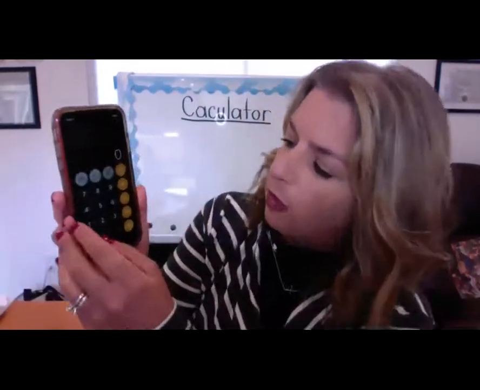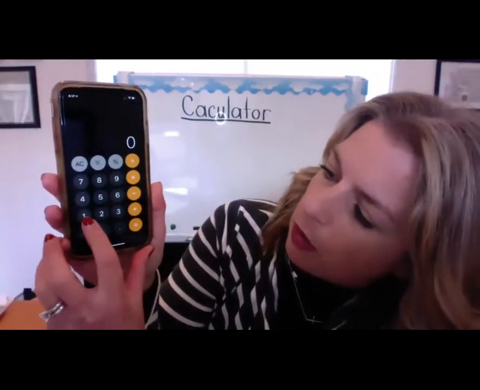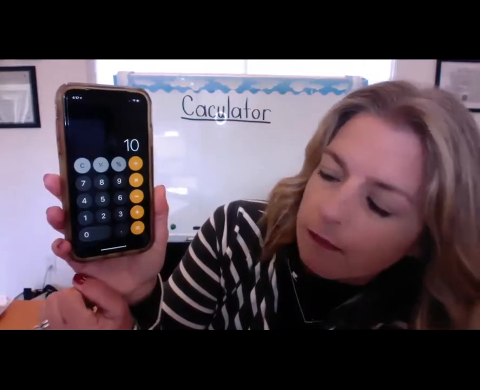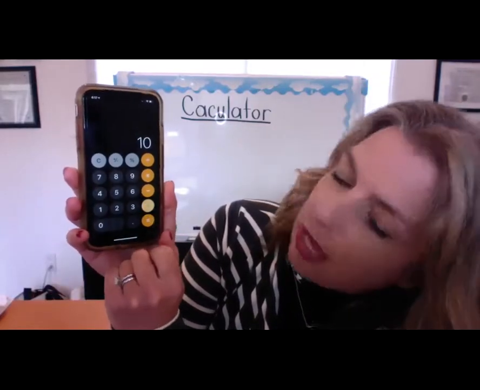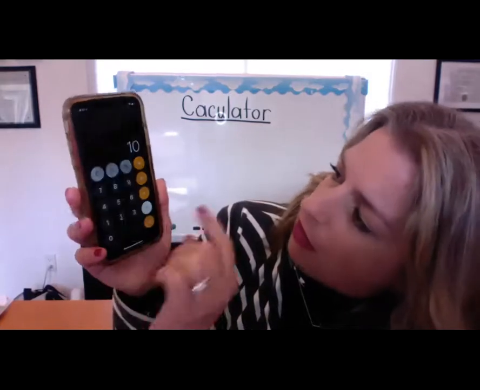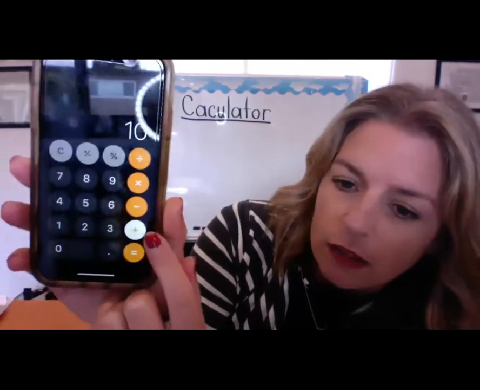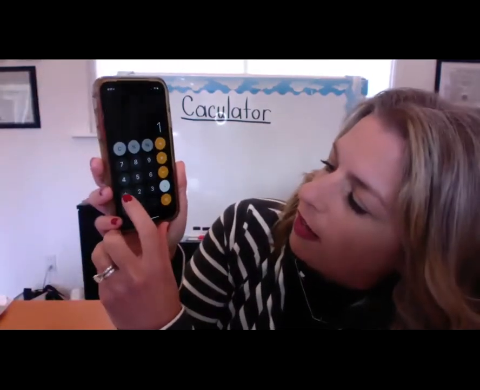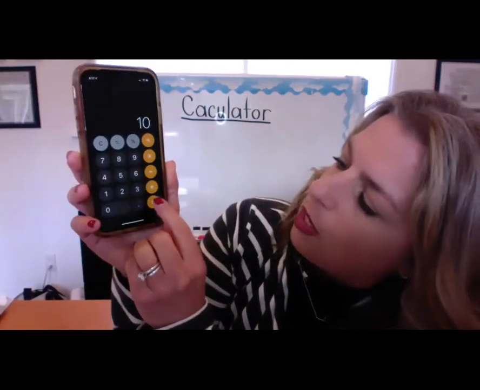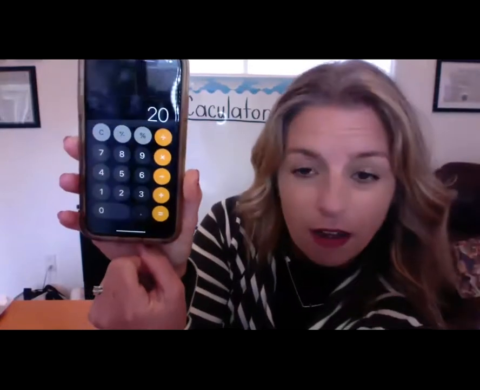Because it's pretty simple, there's a lot of buttons on it, but say if I have a problem, why don't we do 10 plus 10? Well, I put in 10, plus, and the plus sign turned white, 10, okay? 10 plus 10 now equals 20.